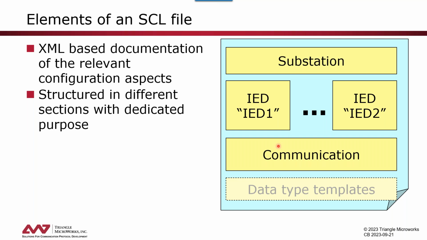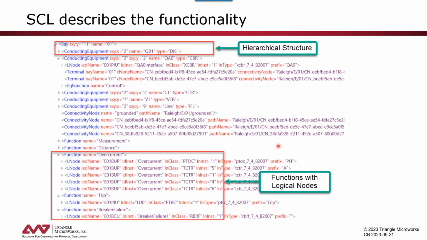Now, how does this look? With regard to the functionality, we have in our SCL substation section the hierarchical structure. It starts with substation, voltage level, then we have the bay, and then we have our conducting equipment. Conducting equipment can be a circuit breaker, a disconnecting switch, and we can also associate to conducting equipment logical nodes that we specify for the functionality. Like associated to a circuit breaker equipment, we would have a logical node of the class XCBR associated.